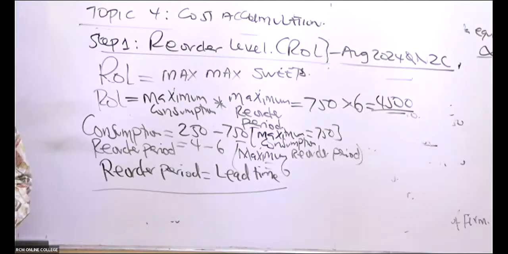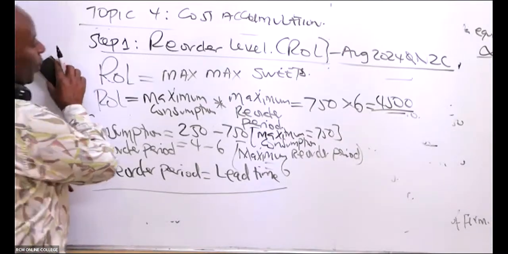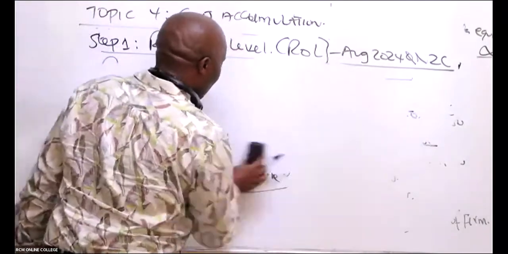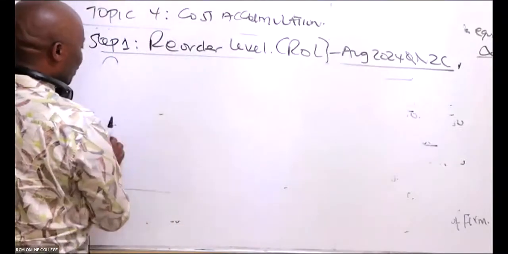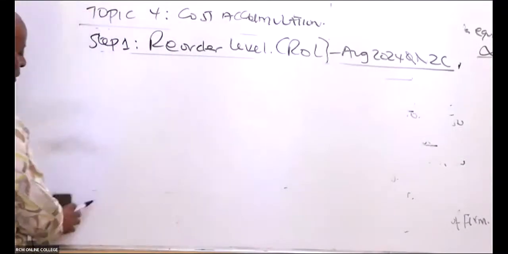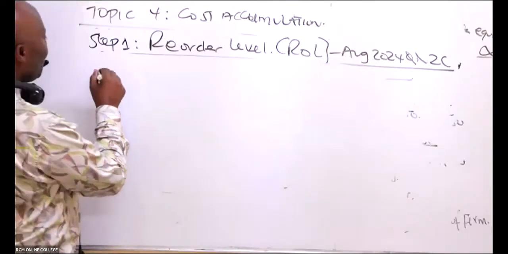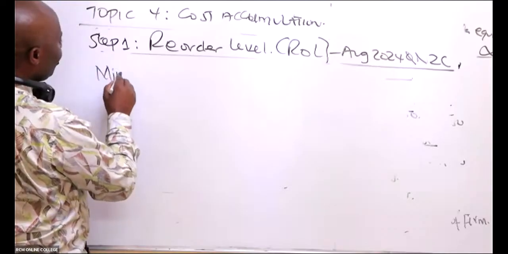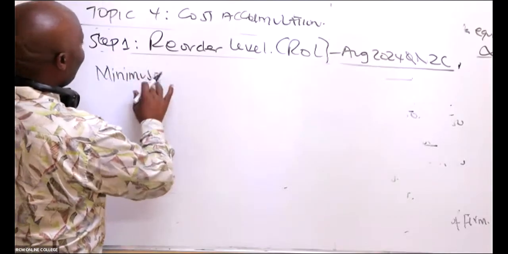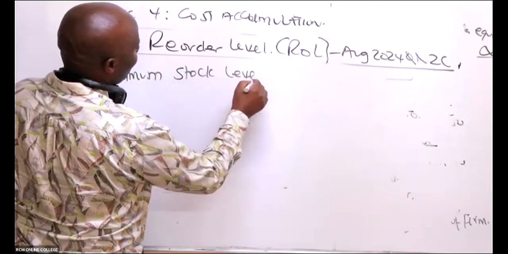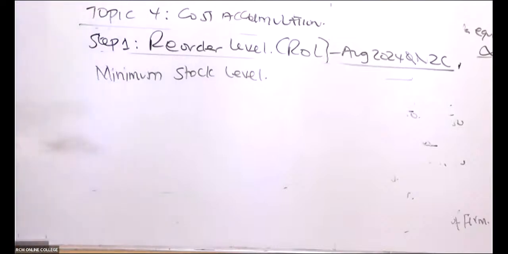So is that okay, ladies and gentlemen? Now we can go to step number 2, or we can answer the questions. Remember, reorder level was not among them, but there is no way you can get the others without getting this reorder level. So we go to minimum stock level, minimum stock level.